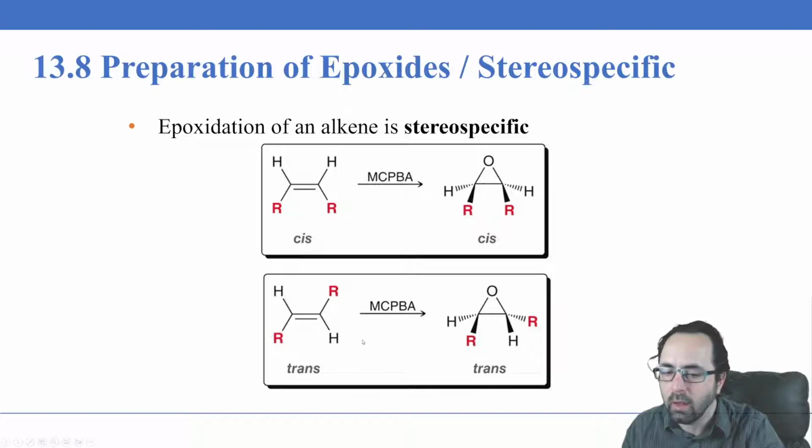So the stereochemistry here is preserved, in a sense, where if you have a cis alkene, you end up with the ring with the two R groups on the same side. If the alkene's trans, you'll have them on opposite sides.